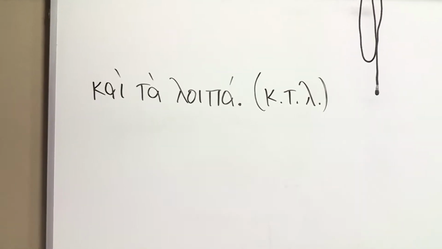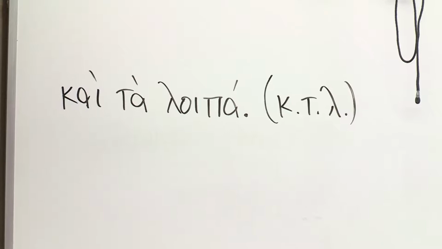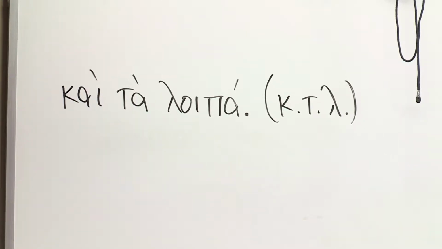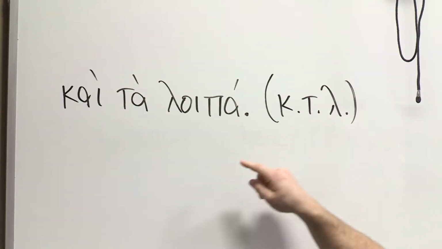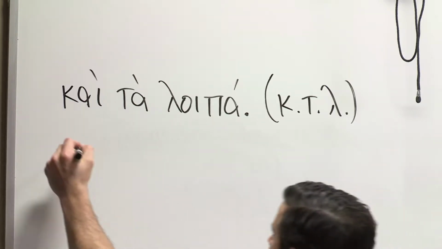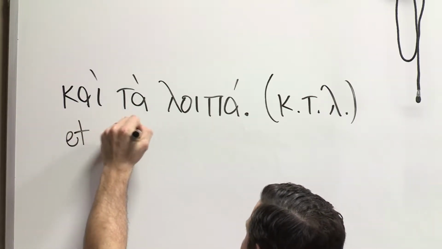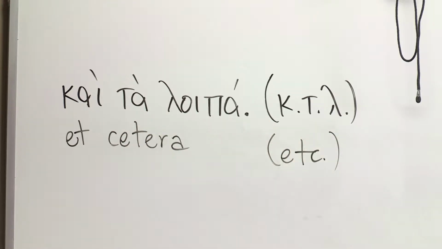Yes, it's in your book. Sometimes it's abbreviated kappa tau lambda. If you're reading older works in classics or in biblical studies or in theology, you'll often see that. Has anybody ever seen that in there before? It stands for kai ta loipa, which means and the remaining things, which in Latin is et cetera, abbreviated ETC. So there you go.